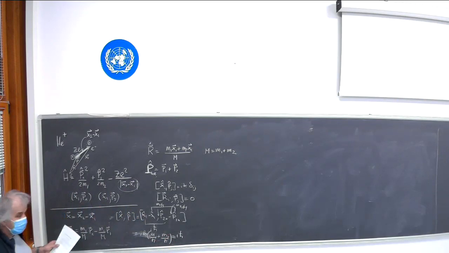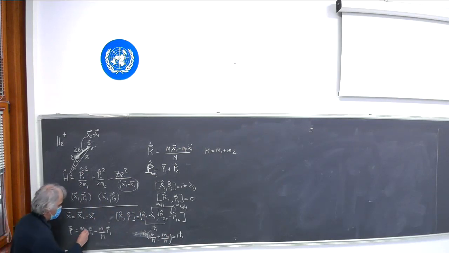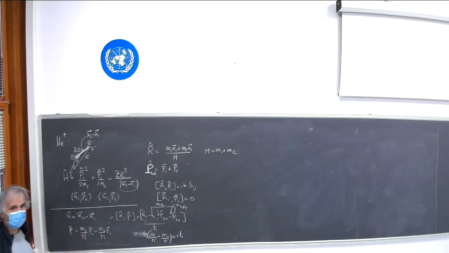What if I write p equal to M2 over M times P2 minus M1 over M times P1, exchanging these two things? It's wrong. Try to verify. You get it wrong.